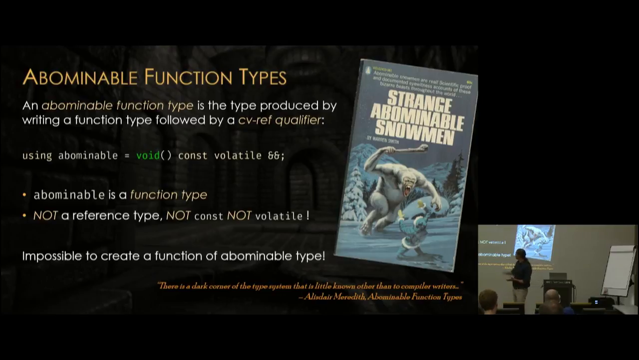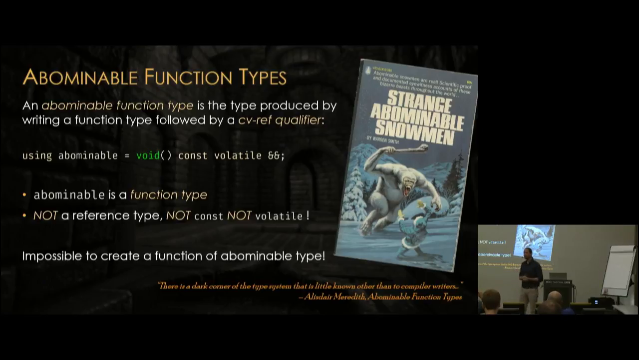Now, this type of function cannot exist. There is no way to actually write a function with this signature inside C++. There is no function that can be CV qualified or a reference function, and because it's not a reference type, it's not const, and it's definitely not volatile. So why does the C++ type system allow us to declare such a type when there is no such type inside the C++ type system?